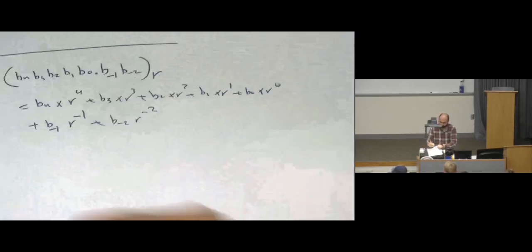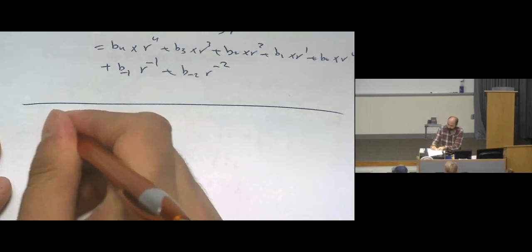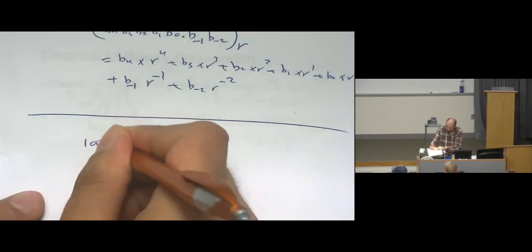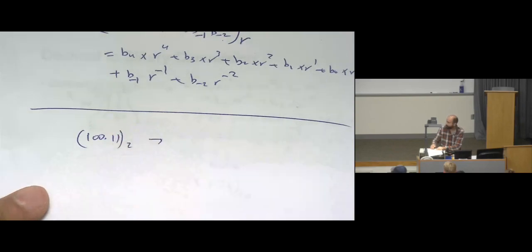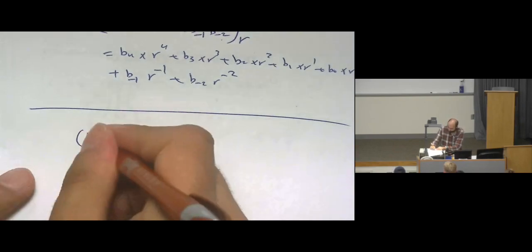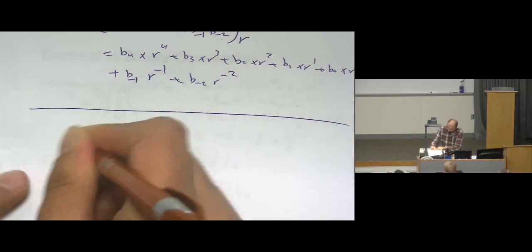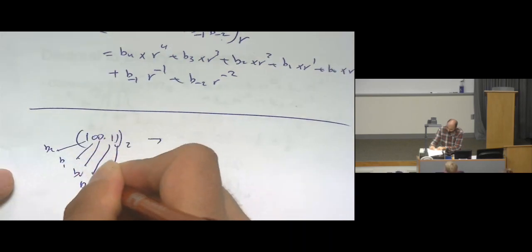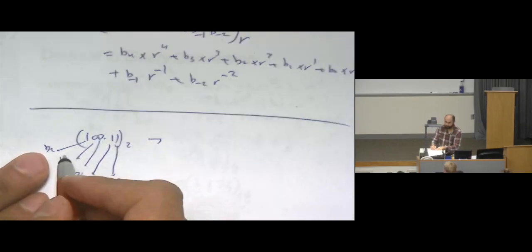Another example, let me say we have 111 base 2, and I need to convert this to decimal. Basically, again, we start from here: b0, b1, b2. This is b negative 1, b negative 2. We don't need to make justification.